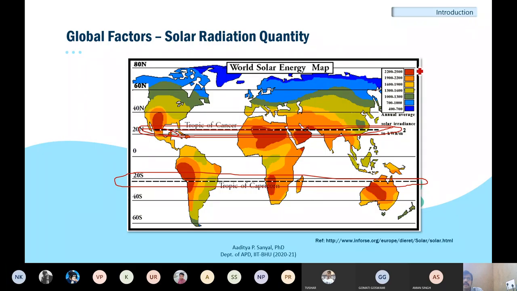As I was talking about the Tropic of Cancer and the solar radiation, look at this Tropic of Cancer. Look at this Tropic of Capricorn. The solar irradiance is highest in these zones. This is the highest zone. Can you tell me what is located in these zones across the world? Deserts. Anyone you can identify? Where? Sahara. Along this Tropic of Cancer, which deserts are located? Sahara Desert.